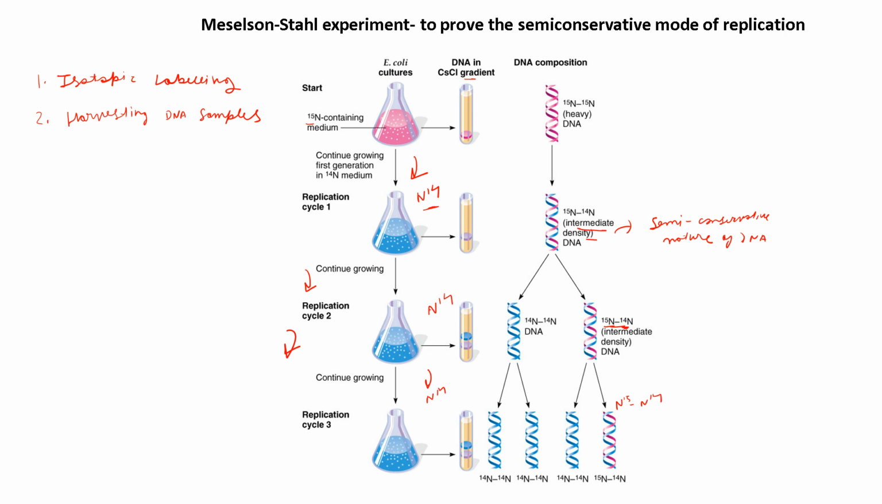So, in summary, the Meselson-Stahl experiment used isotopic labeling, density gradient centrifugation, and careful analysis to demonstrate that DNA replication follows a semi-conservative model, with each new DNA molecule containing one parental strand and one newly synthesized strand. Here you can see there is one parental strand and another is the newly synthesized strand. So this confirms the semi-conservative mode of replication. Thank you.